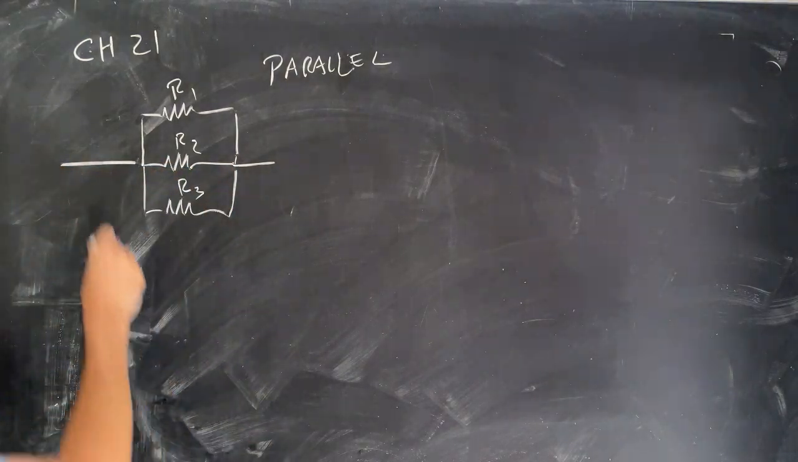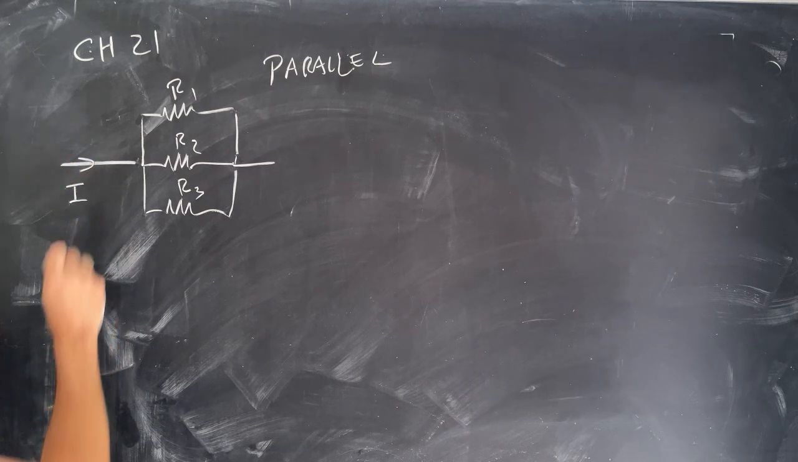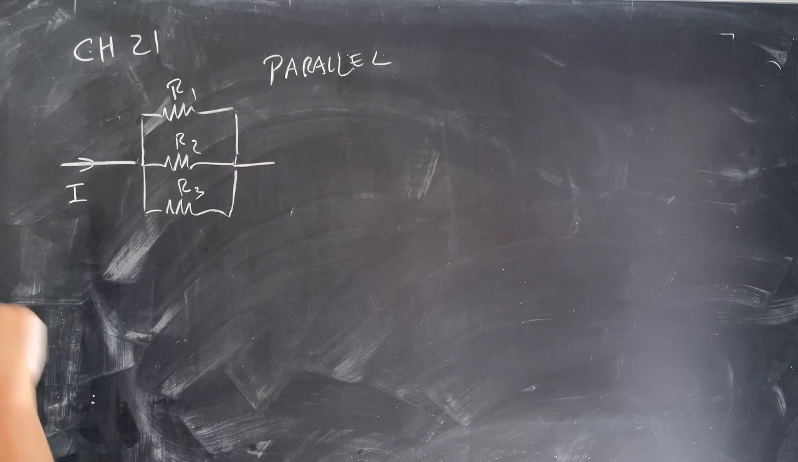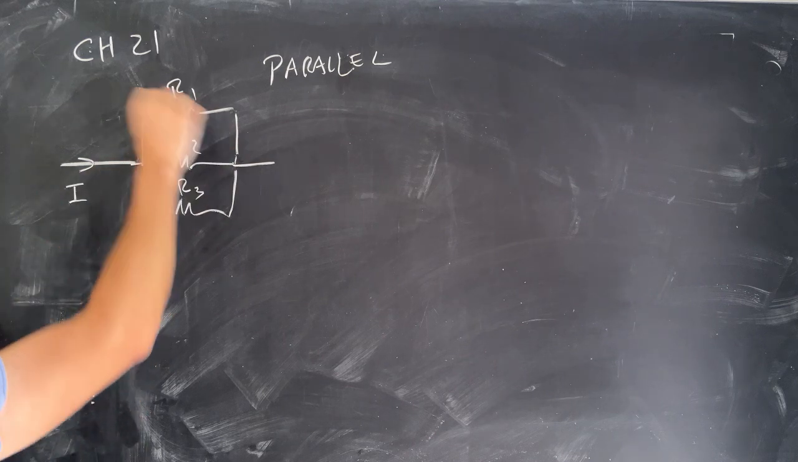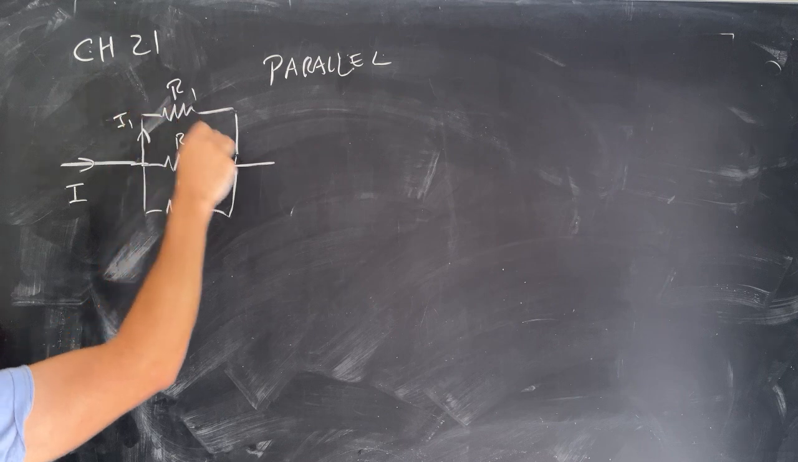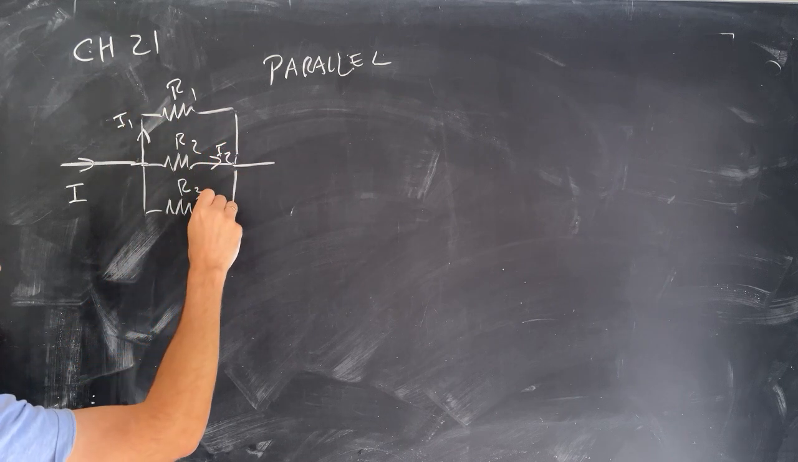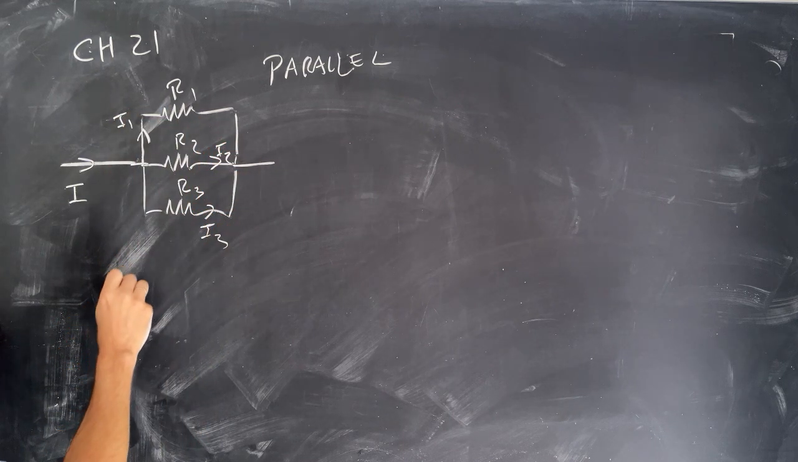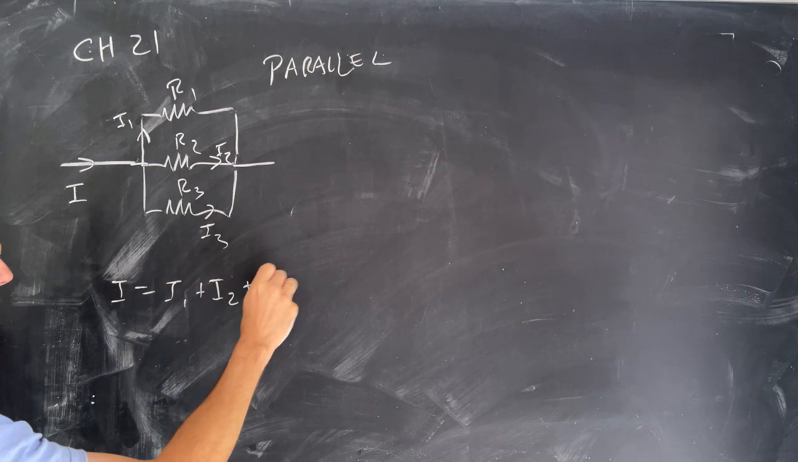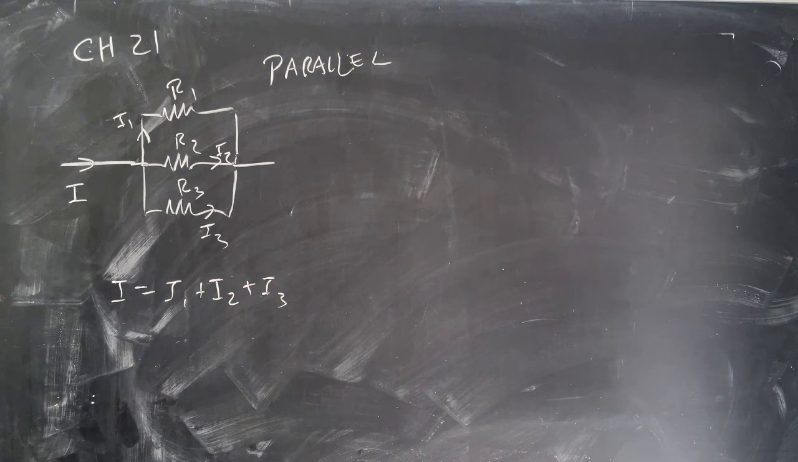Now, another thing that we know, and we'll look at this later, if I have a current coming in, I, then that current's going to split into 3 different pieces, right? So all the current can't go through all the branches. So let's call this I1, I2, I3, and we know that I has to be equal to I1 plus I2 plus I3 because charge is conserved.